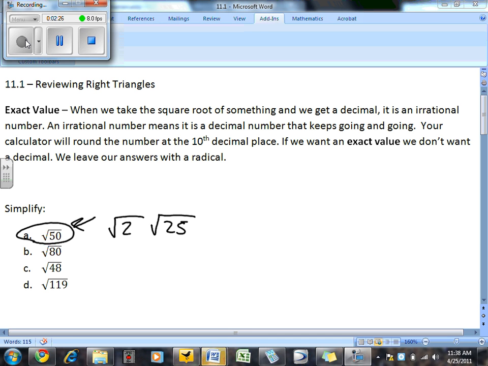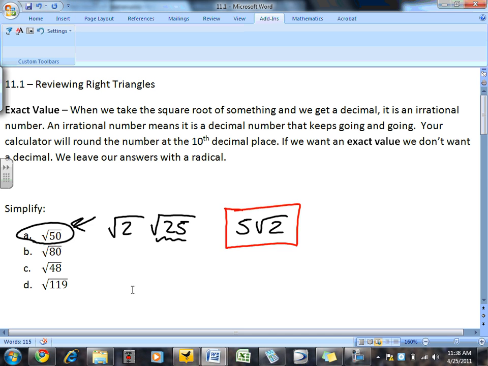If you type in the square root of 50 on your calculator, you'll get some decimal. Then if you type in the square root of 2 times the square root of 25, you're going to get that exact same decimal. But we know the square root of 25 is 5, so we can change this to 5. So I have 5 times the square root of 2. 2 is not a perfect square. I can't take anything times itself to get 2, so I'm just going to leave it like that. That's simplifying. That's an exact answer right there. No decimals. We leave what we can't simplify in the radical.